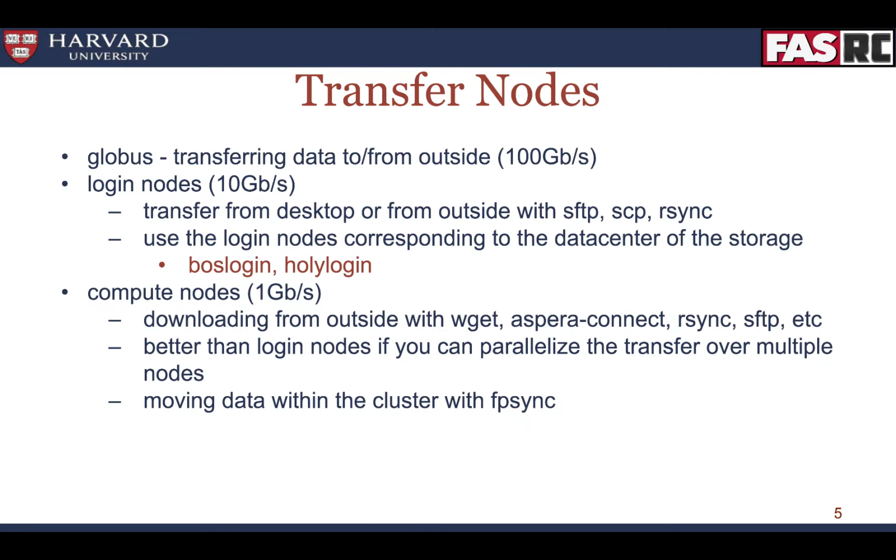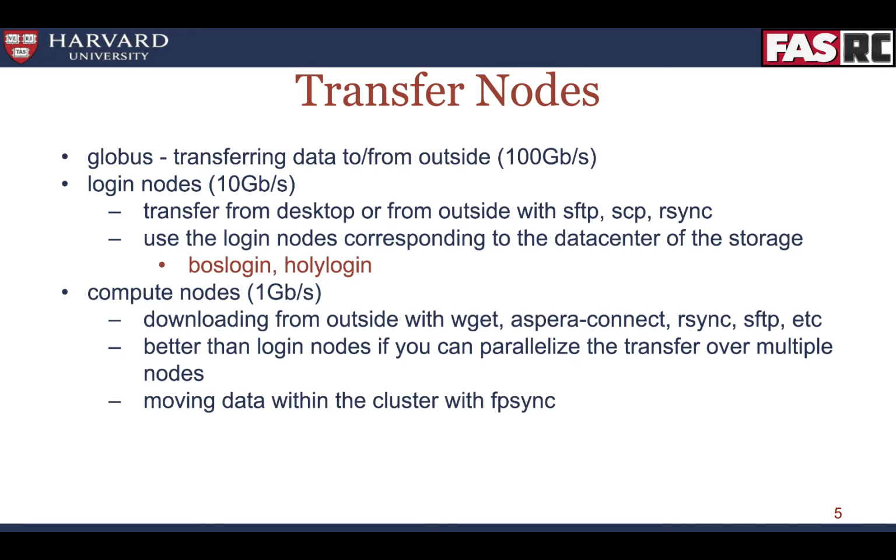Globus is always the preferred method for transferring large amounts of data to or from other organizations since it has the highest bandwidth of any of our transfer nodes. You can also install the Globus Personal Endpoint software on your desktop or laptop to transfer data from there to your storage on the cluster.